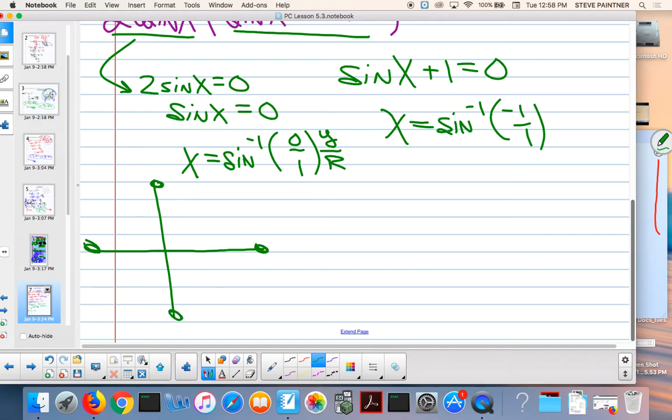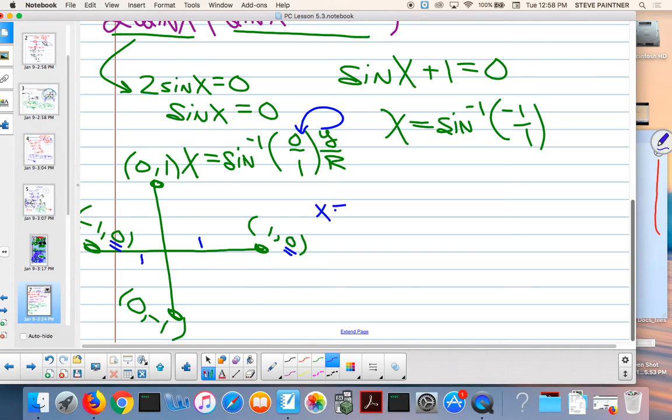And just look at these ordered pairs. 1, 0, 0, 1, and 0, -1. Okay, so now your job is, ask yourself, where do I see y 0? Yeah, right here. And right here. And if I took 0 over the radius 1, wouldn't I get 0? 0 over 1, 0. 0 over 1, 0. So the answer is what? 0 radians and pi radians. Okay.